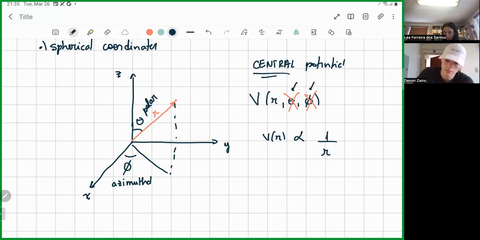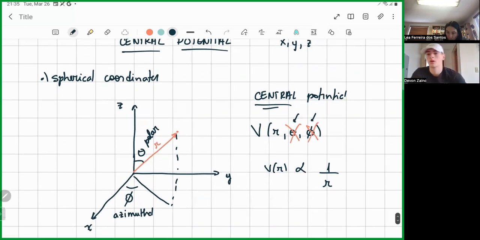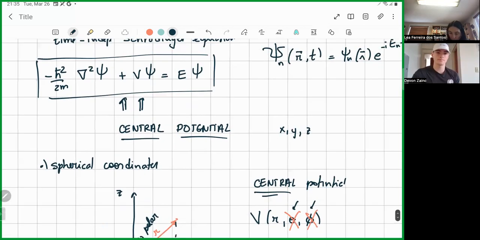And now what is the step? The next step? Well, we are going to solve this equation, assuming that the potential depends only on r. And it's going to be much more convenient to be playing with spherical coordinates. So that's why, forget about x, y, and z. Now we are going to spherical coordinates.